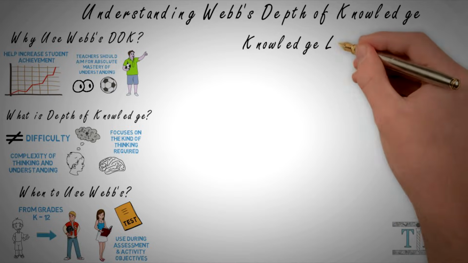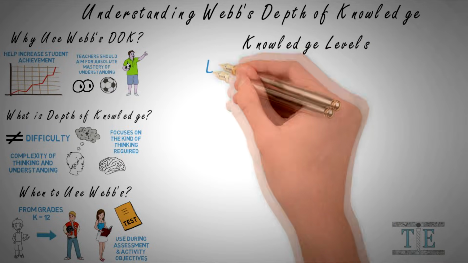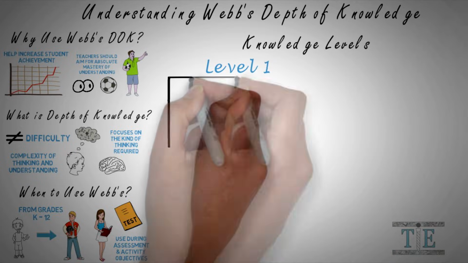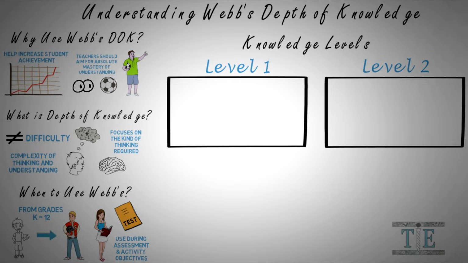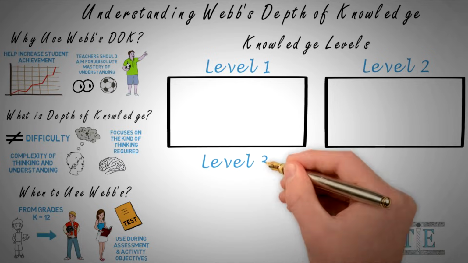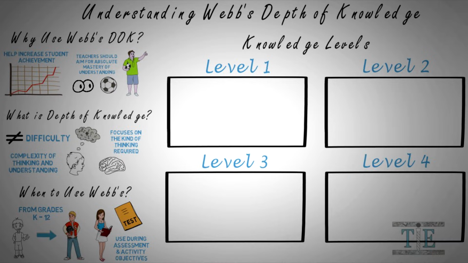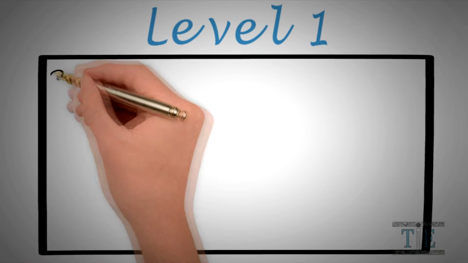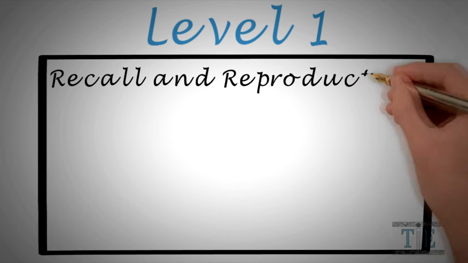Webb's depth of knowledge is broken down into 4 different levels. Each level representing a different complexity of cognition. You have level 1, level 2, level 3, and level 4. Now, let's explore level 1. Recall and reproduction.